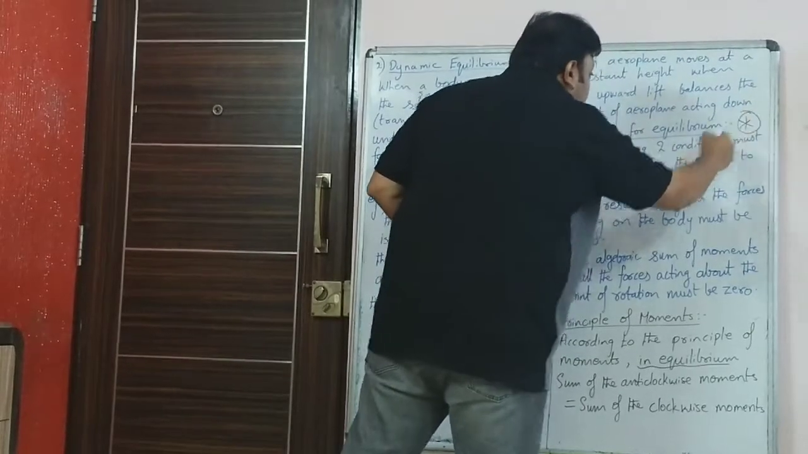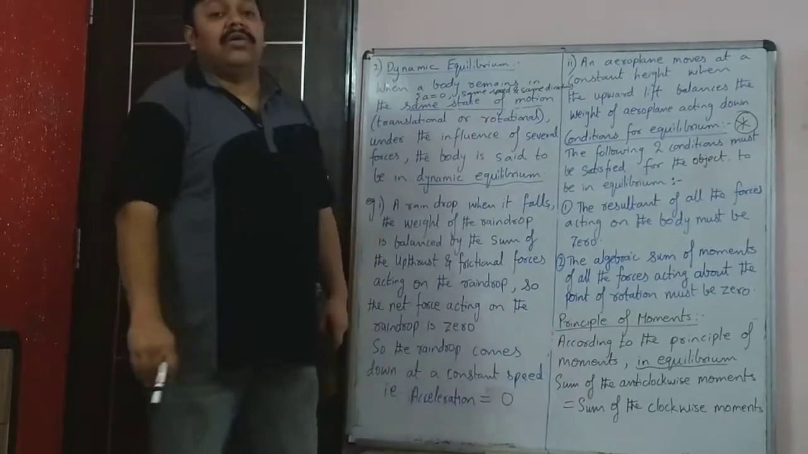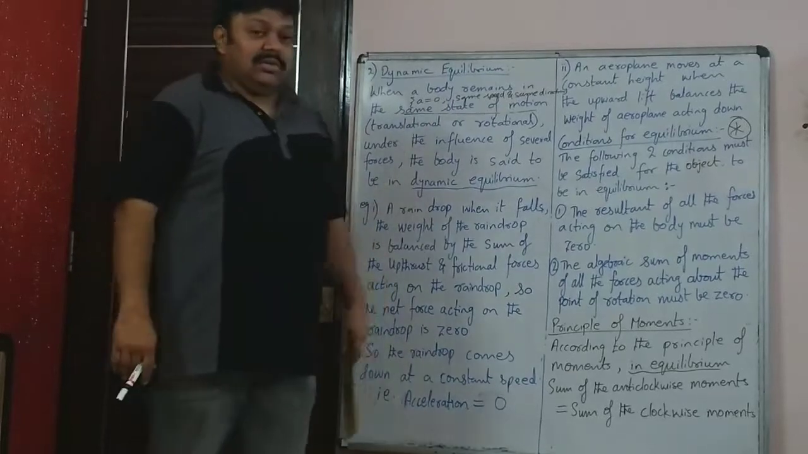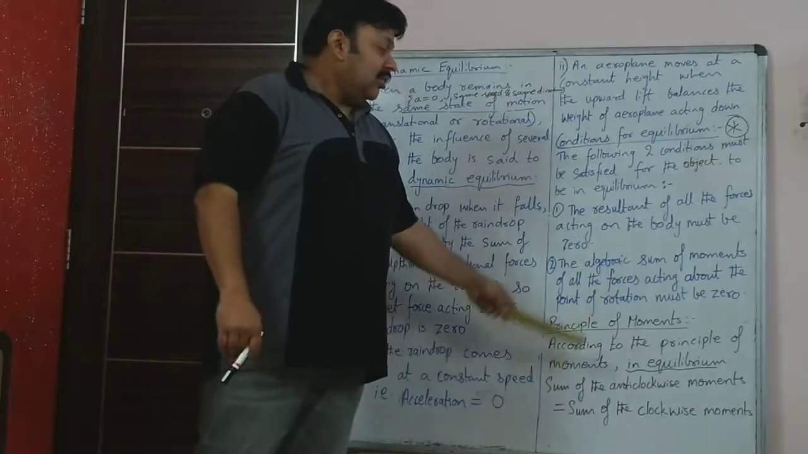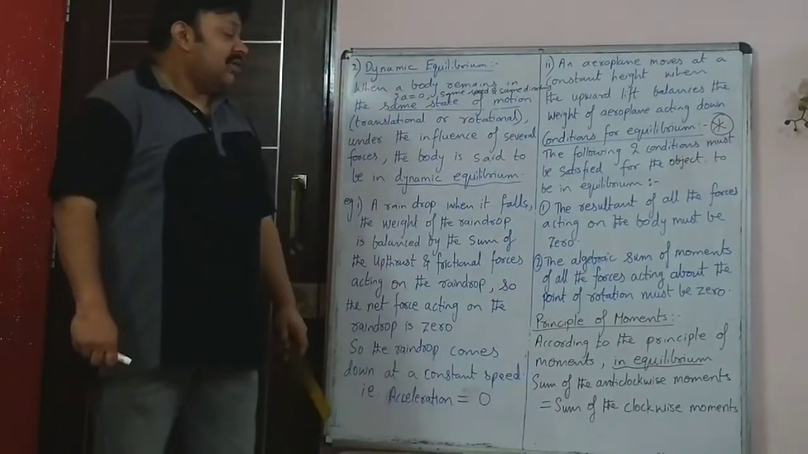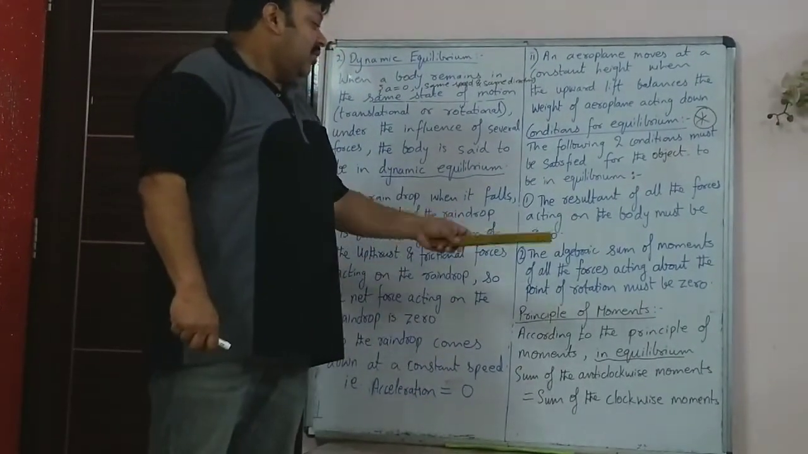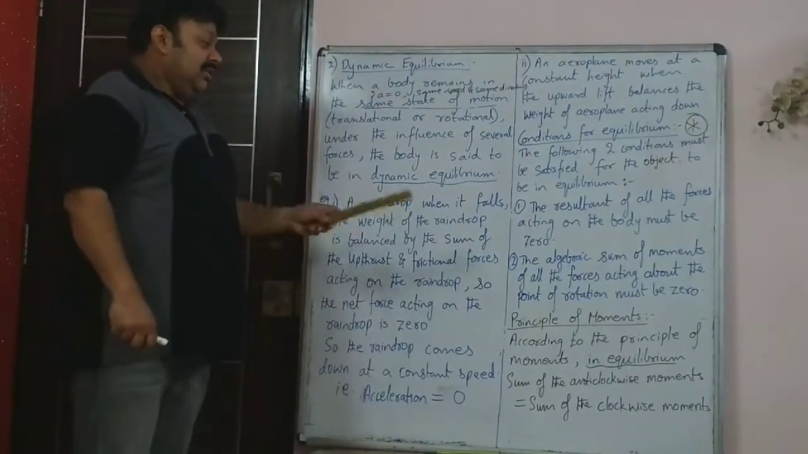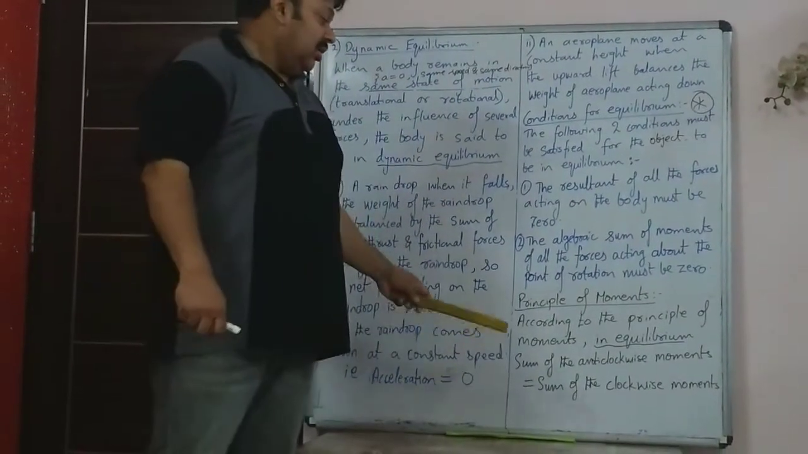What are the conditions for equilibrium? This will be used extensively when we solve the sums. There are sums based on moment and couple, so we will have to do the sums. When we go to the sums, we will be using this concept. That is, one, the sum of all the forces acting on the body should be zero. And number two, the algebraic sum of moments of all the forces acting about the point of rotation must be zero. These two conditions have to be satisfied if the object has to be in equilibrium.